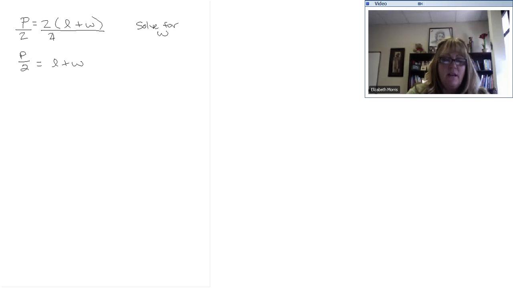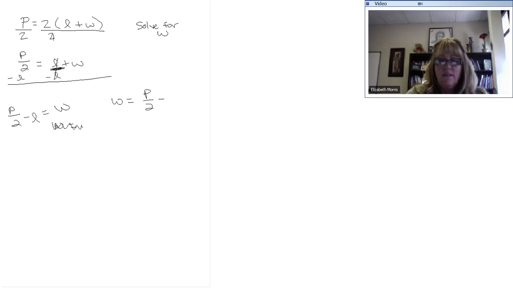Now, to be able to solve for W, the only thing left I have to get rid of is this L. And the L is being added, or it's positive, so I subtract it. It goes away. I'm left with P over 2 minus L equals W. This is on this side, this on that side. So you can leave it like that, or you can turn it the other way and say W equals P over 2 minus L. Either way is fine.